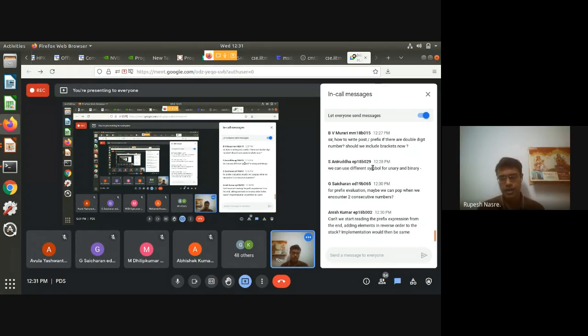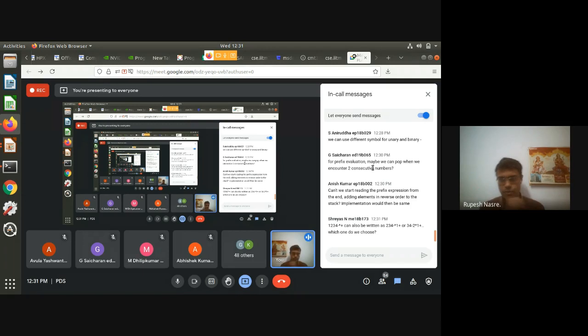Okay. Anish Kumar, can't we start reading the prefix expression from the end, adding elements in reverse order to the stack? Implementation would then be the same. Okay. So we'll probably come to this, Anish, your algorithm also, and Saicharan's question also. Okay, good. But coming back to the postfix, Shreyas has a question. 1, 2, 3, 4 minus star plus can also be written as 2, 3, 4 minus star 1 plus. Which one do we choose?